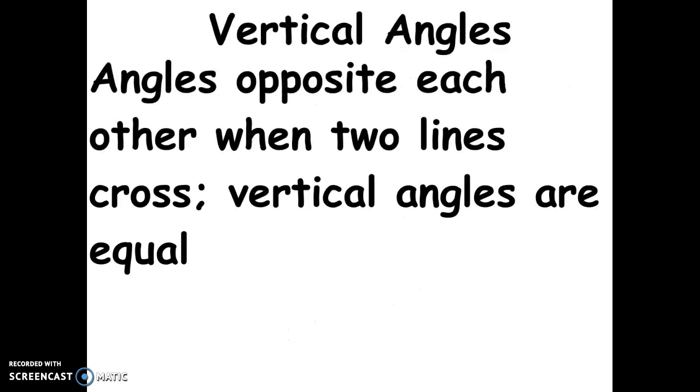Vertical angles are angles opposite each other when two lines cross. And we know that vertical angles are equal. So let's say that we have two lines and they are crossing each other. We would call this angle A and we would call this angle A. Because they are across from each other, they are equal to each other. So if we said that this angle was 45 degrees, this angle is also 45 degrees. And it also works the other way. If this were angle B, this would also be angle B. Okay, if this were 75 degrees, this would also be 75 degrees. If they are vertical angles, they equal each other.